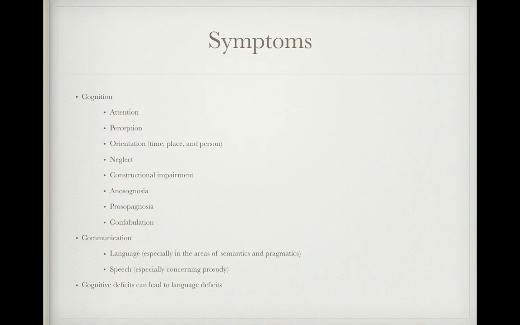So let's now look at the symptoms of right hemisphere damage. These symptoms can be broken down into cognitive or communication. The cognitive symptoms are attention, perception, orientation, neglect, constructional impairment, anosognosia, prosopagnosia, and confabulation. Communication symptoms may include language and speech. It's important to note that cognitive deficits can lead to language deficits.